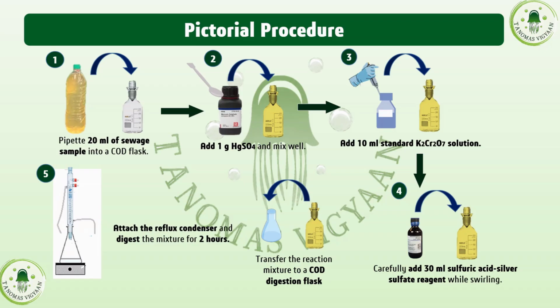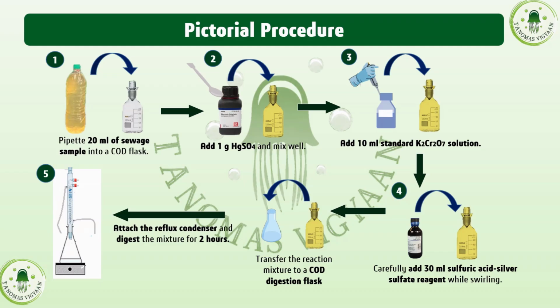You add all this together and then transfer it to the COD digestion flask, or if you have test tubes, you can carry it out in the test tube also, but the conical COD flask is better. You transfer this solution to the digestion flask, and then you attach the reflux condenser above your COD flask and keep it for digestion for 2 hours.